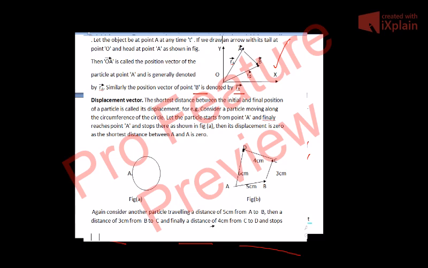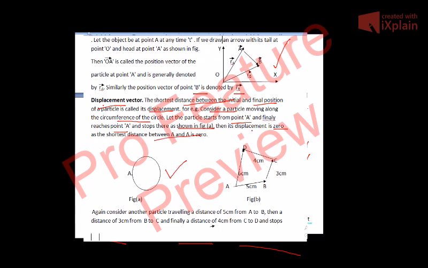Now, what is a displacement vector? As we have already discussed, the shortest distance between the initial and final position of a particle is called its displacement. For example, consider a particle moving along the circumference of a circle. Here the particle starts from point A and finally reaches point A and stops there, as shown in the figure. Then its displacement is 0, as the shortest distance between A and A is 0.